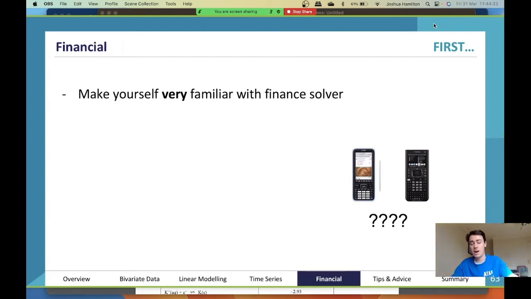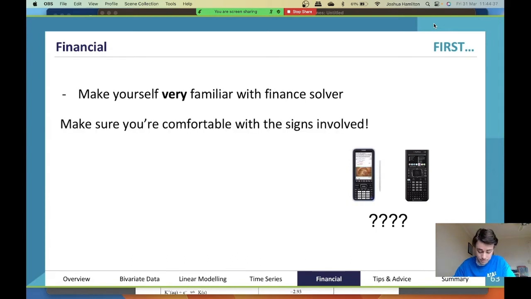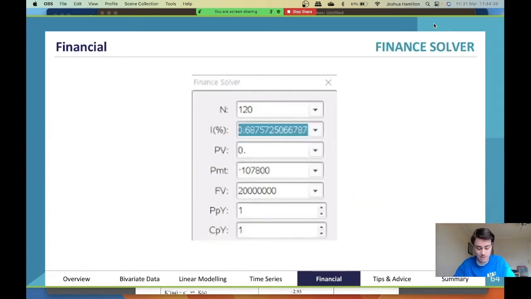For the TN Inspire, I'm not 100% sure where that is, but you need to know where your financial solver is. Your financial solver should look something like this. It'll be a little bit different to this, but it needs to look something like this. You'll have N, your interest rate, your previous value, your payments, your future value, and then your PPY, CPY, which are a bit useless because we don't really ever work with them, but they're there.